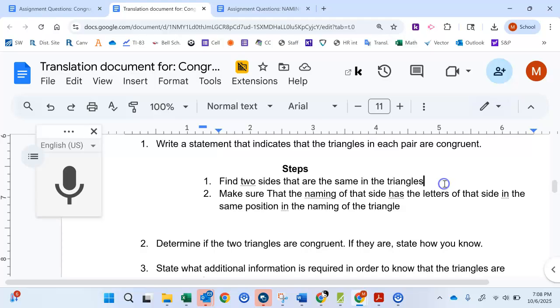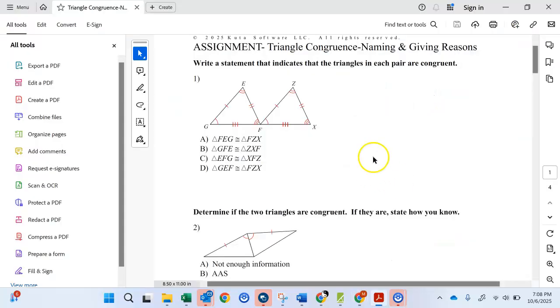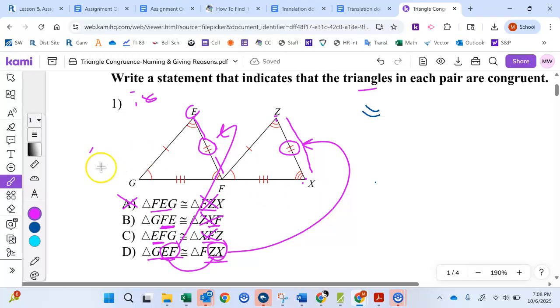So here are the steps that I went through, okay? Number 1, find two sides that are the same in the triangle. So I'm going to review it again. What did I do? I found two sides that are the same. I'll do it in this letter. So this has the line 2, so that means this side is the same as the one with the line 2 over here, this side. So that means, again, EF from here to here is the same as ZX.